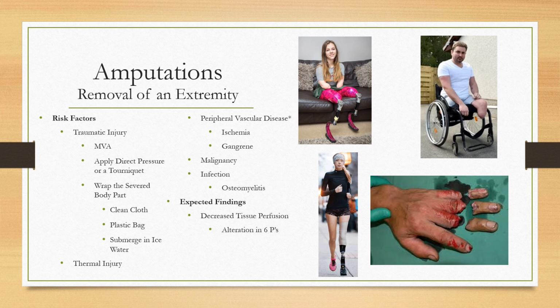So the expected findings of someone who's requiring an amputation just depends on what the underlying issue is, right? So if it's from a crush injury, well, they're going to have very damaged tissue and fractures and likely poor blood supply to the limb. If it's from diabetes or atherosclerosis blocking an artery, well, they're going to have a pale appearing limb. They're going to have pain with walking, say, because they have a blocked artery, so they get claudication when they walk.